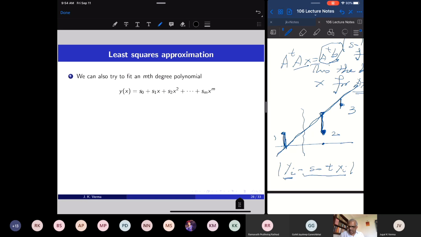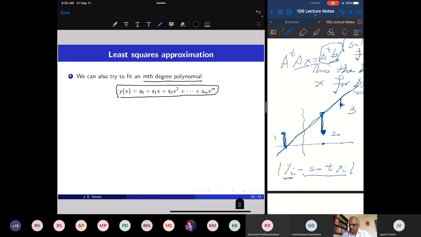So here, a straight line may not fit. Then we try polynomials of higher degree. Suppose we want to fit an mth degree polynomial to some data. If a straight line didn't really give me a good approximation of the data, I can go for a quadratic equation or a cubic equation and so on. So we can devise the theory to fit the graph of an mth degree polynomial, y(x) equal to s0 plus s1 x plus s2 x squared plus ... plus sm x to the power m.